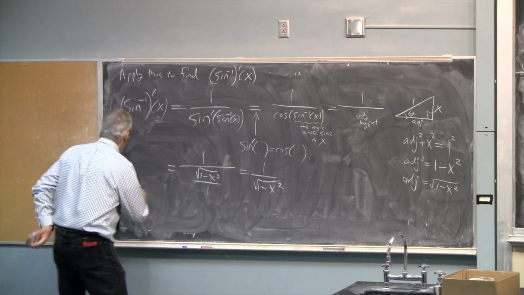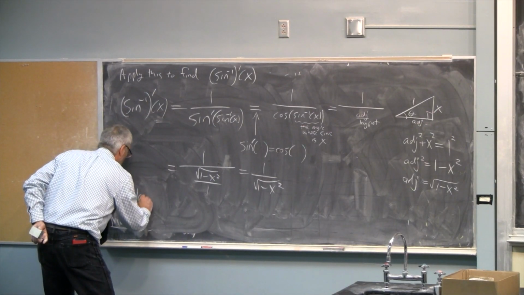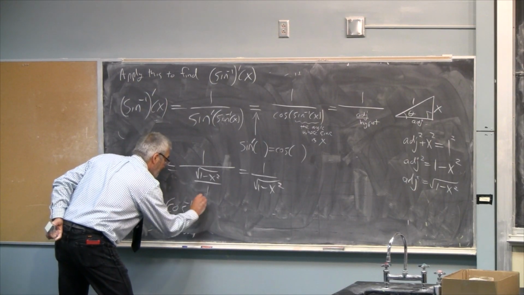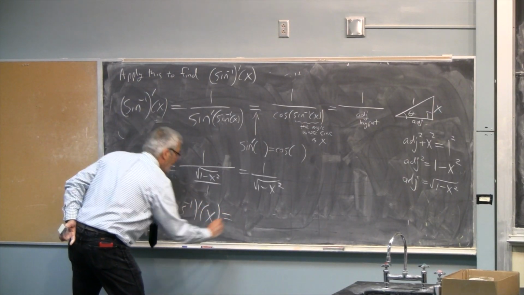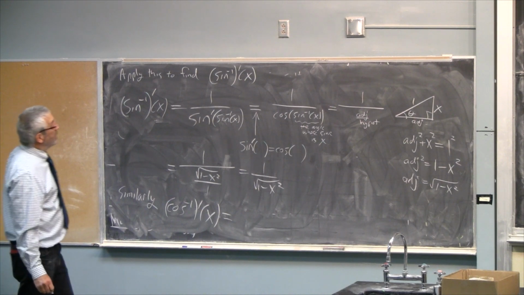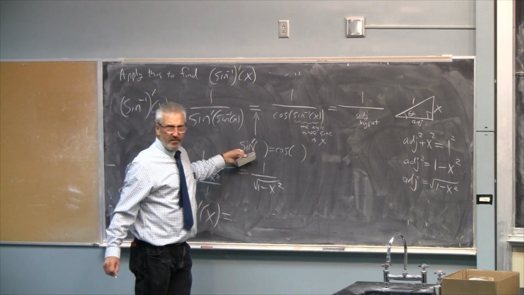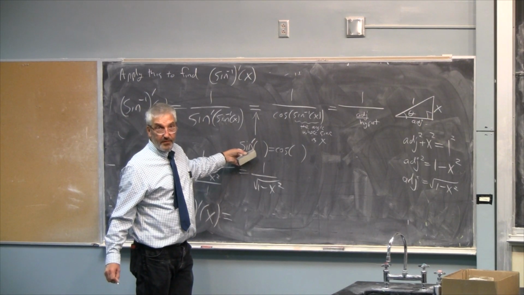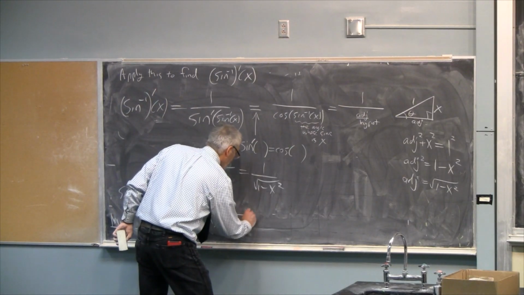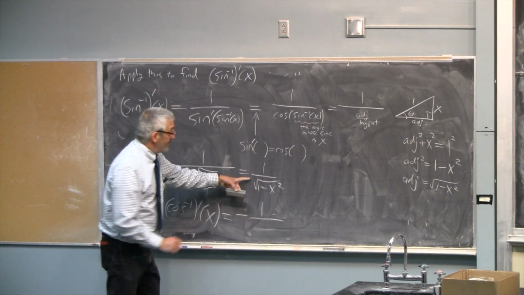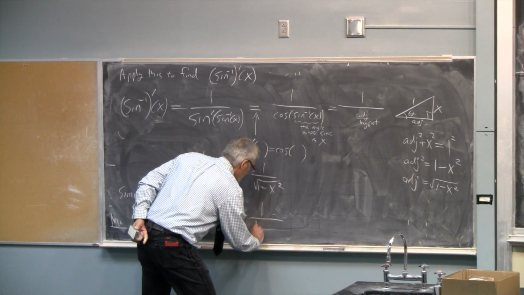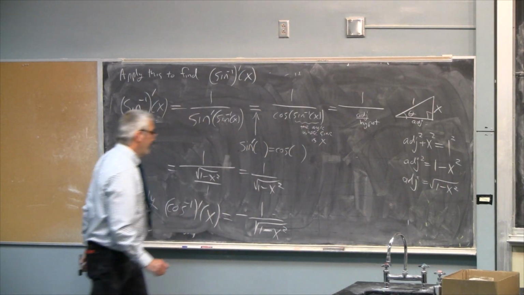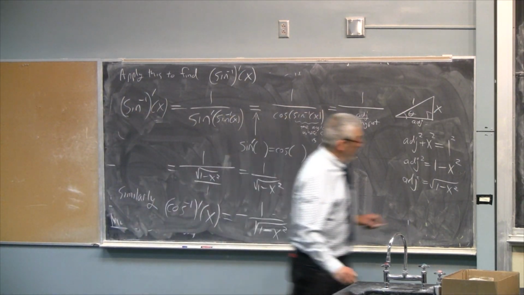Now similarly, cos inverse prime, if you go through the exact same thing, the only difference is when you do cos parentheses prime, you get the negative of sine parentheses. So the end result ends up being that the derivative is the exact same derivative but with a minus sign. Negative 1 over the square root of 1 minus x squared.